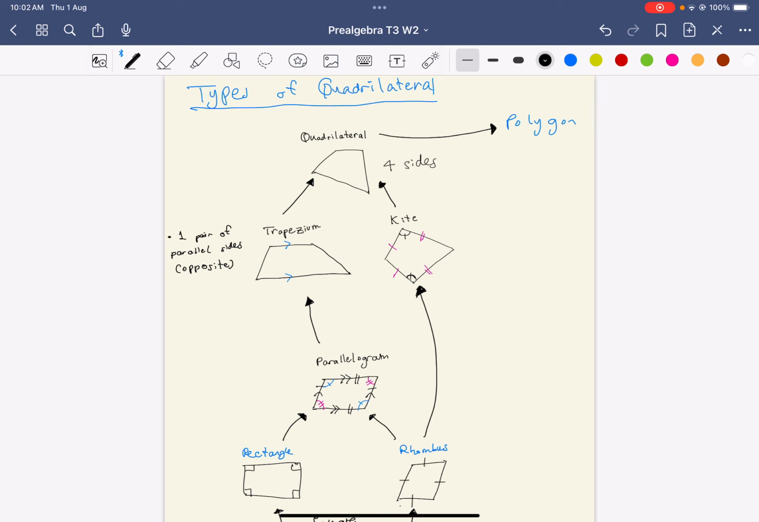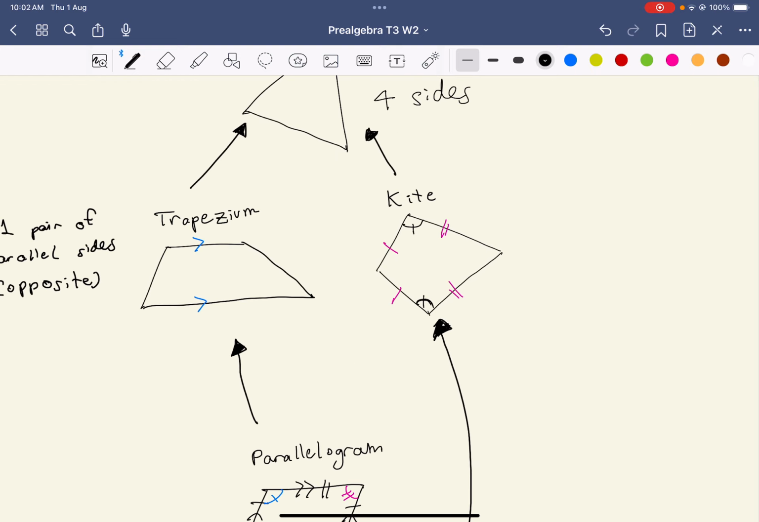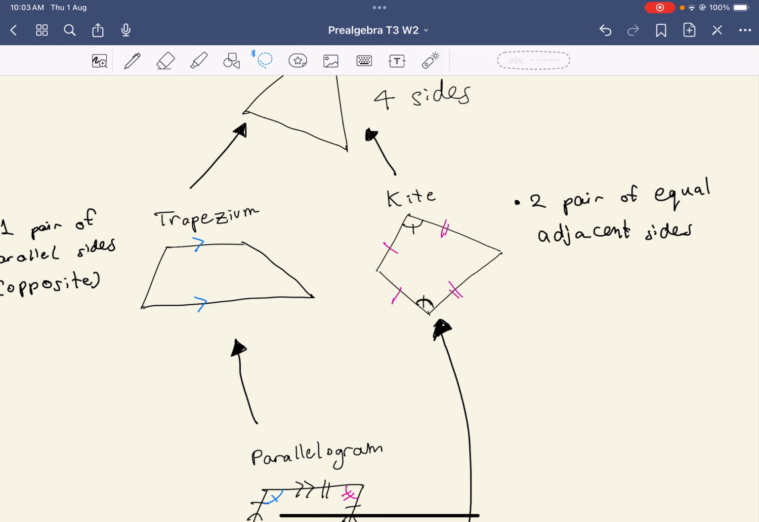Second shape is a kite. And the kite has a special rule that there are two pairs of equal adjacent sides. If you look at this diagram, these two are equal, that's one pair, and this second pair, they both have equal length. And as a consequence of these two pairs of adjacent sides, there's also one pair of equal angles.